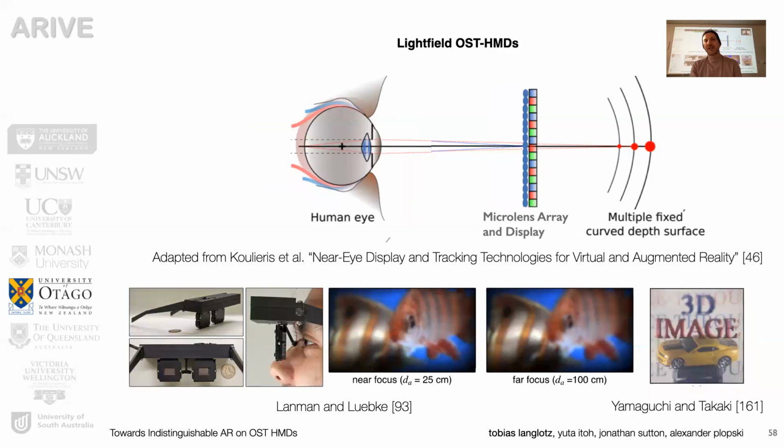Other approaches: some people have looked into light field rendering, where you have micro lens arrays. The examples that you see down there are not see-through, but there are see-through prototypes available as well that are a bit lesser known. The idea is that you create a light field, and if you're familiar with light fields, you get an impression of multiple focus planes as well.